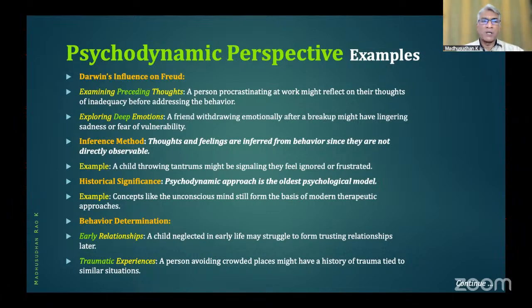That can be anybody. Similarly, the historical significance of the psychodynamic approach is that it's the oldest psychological model. Then early behavior determination: how is it determined? Early relationships and traumatic experiences. A child neglected in early life may struggle with trusting relationships later. A person avoiding crowded places might have a history of trauma tied to similar situations.